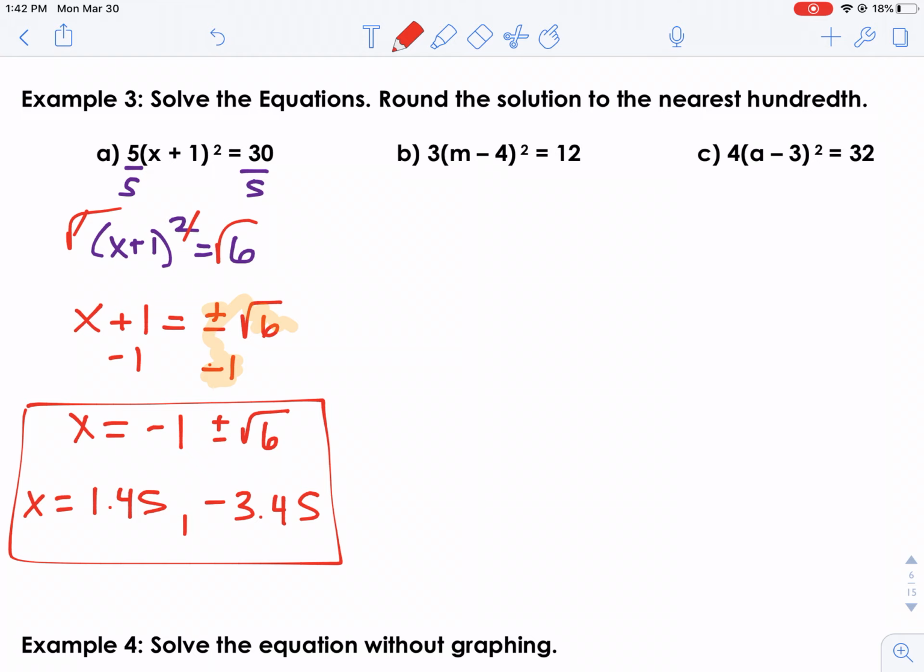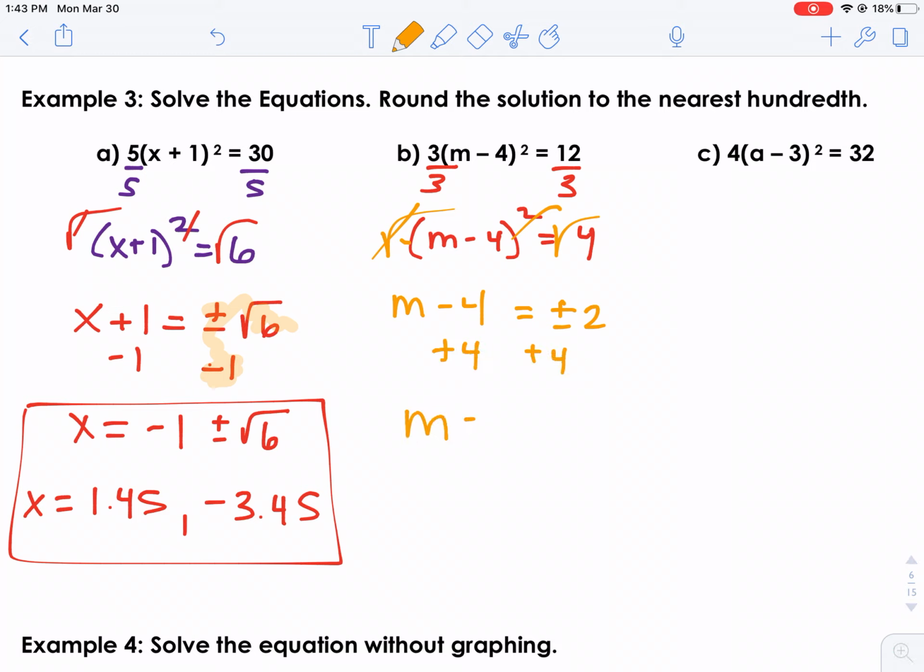All right, for B, we have a similar setup. We have 3 times the quantity m minus 4 squared equals 12. So we're going to start by dividing both sides by 3. That'll give us m minus 4 quantity squared equals 4. When we go to take the square root of both sides, we do know the square root of 4. So on the right-hand side, we would get plus or minus 2. On the left-hand side, again, that square root's going to undo the squaring, leaving us with m minus 4. We need to get m by itself, so we're going to add 4 to both sides. That'll give us m equals 4 plus or minus 2.